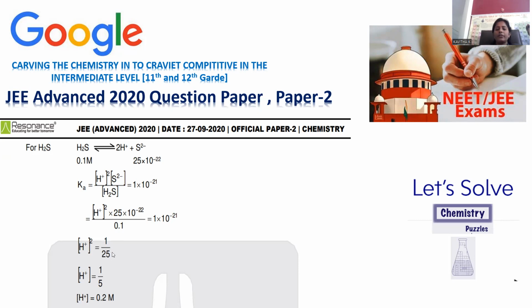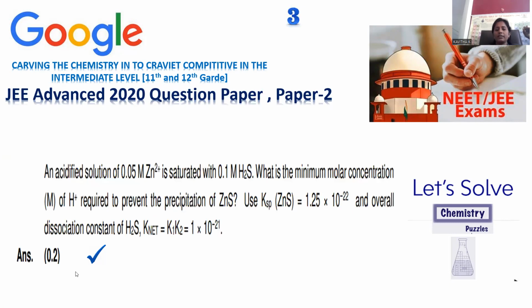Root 1 by 25 can be written as 1 by 5, since 5 times 5 is 25. So the root can be removed: 1 by 5. H+ concentration is equal to 0.2 molar. 0.2 molar is the correct answer. They are asking for the minimum molar concentration of H+ required to prevent precipitation of zinc sulfide. That is 0.2 molar. For question number 3, 0.2 molar is the correct answer.